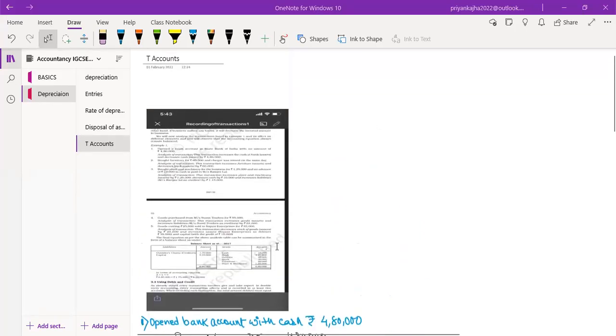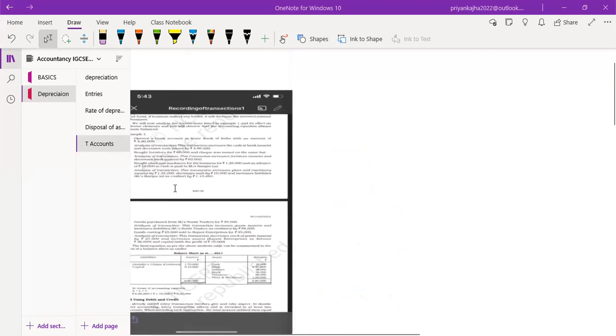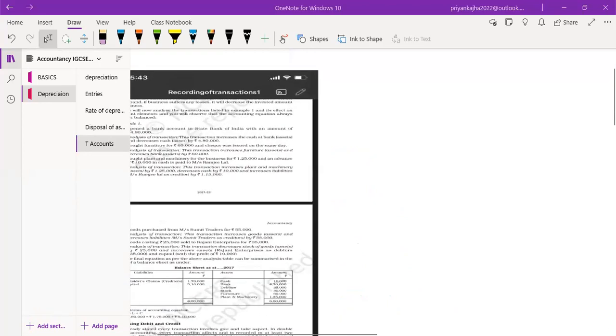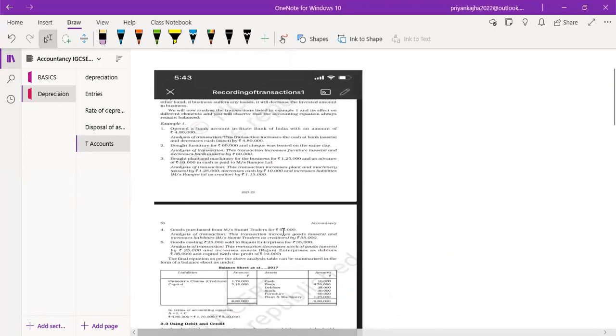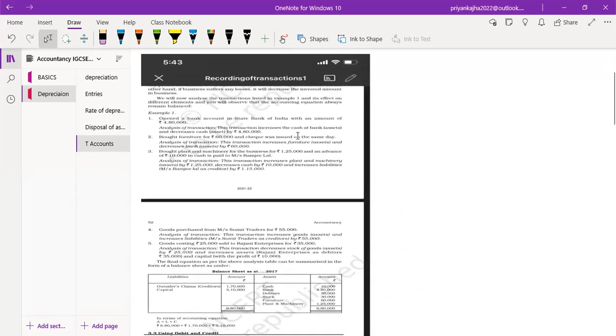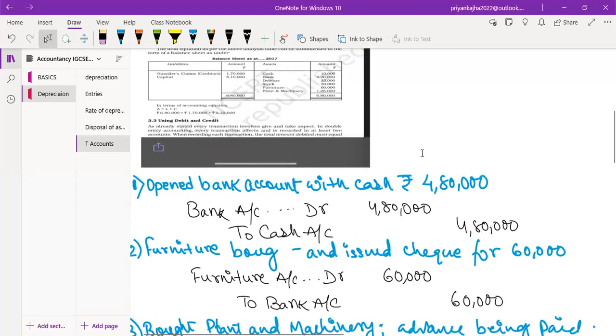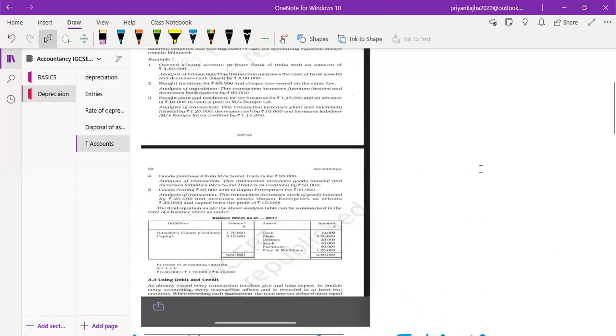Okay, the question which I have shared here, I'm solving this question. So we will go stepwise, all right? The very first transaction here is opening a bank account. Before that, let me tell you what those steps will be.